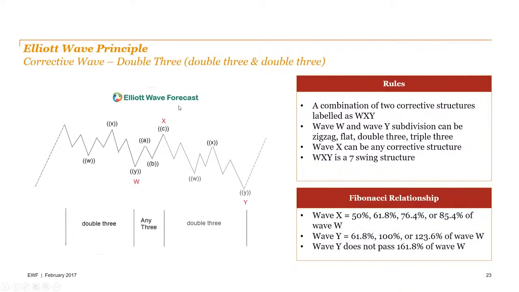Everybody clear about double 3, guys, or still confusing? Double 3 to triple 3 is the most difficult in Elliott Wave. If you understand double 3, triple 3, you understand everything. But it is a combination of corrective structures, and there's pretty much only 3 corrective structures, right? Zigzag, flat, and triangle. That's it. Only 3. And then you combine, mix and match, combine it with a WXY.